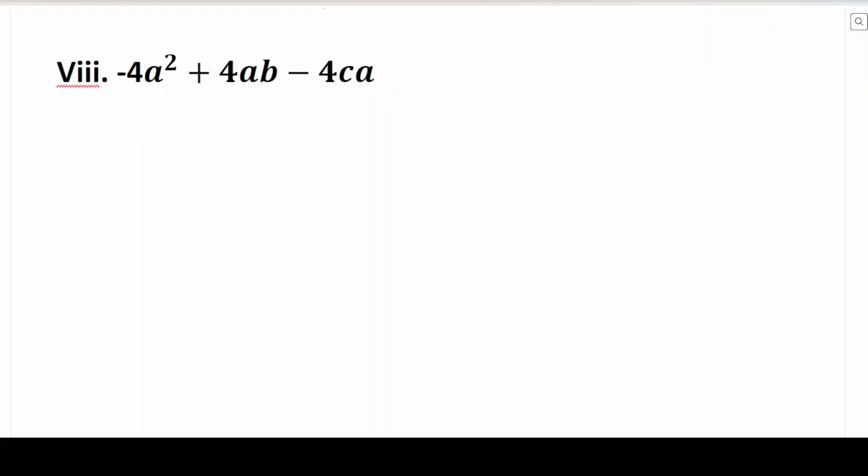Next, minus 4a square plus 4ab minus 4ca. We have to find the factors. Minus 4a square we can write as minus 2 into 2, a square is a into a. Plus 4ab we can write as 2 into 2, ab we can write as a into b. Minus 4ca, 4ca we can write as 2 into 2, c into a.